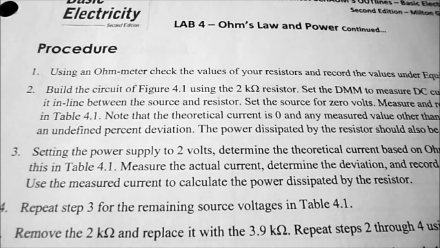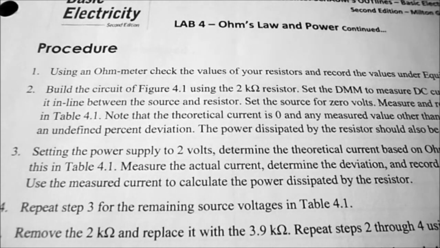Under procedure, step number 2, we're to build the circuit of figure 4.1 using the 2K ohm resistor. We're going to set the DMM to measure DC current and insert it in line between the source and the resistor. We're going to set the source for 0 volts. We're to measure and record the current in table 4.1. It says note that the theoretical current is 0, and any measured value other than 0 would produce an undefined percent deviation. The power dissipated by the resistor should also be 0 watts.